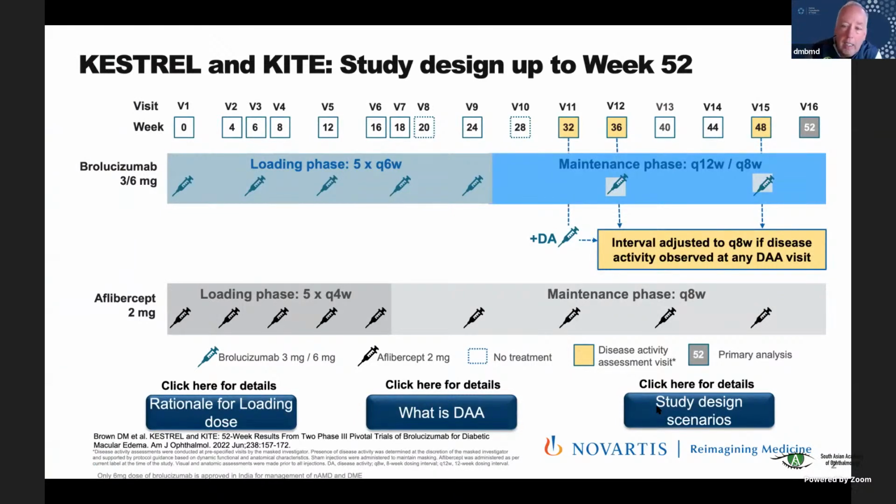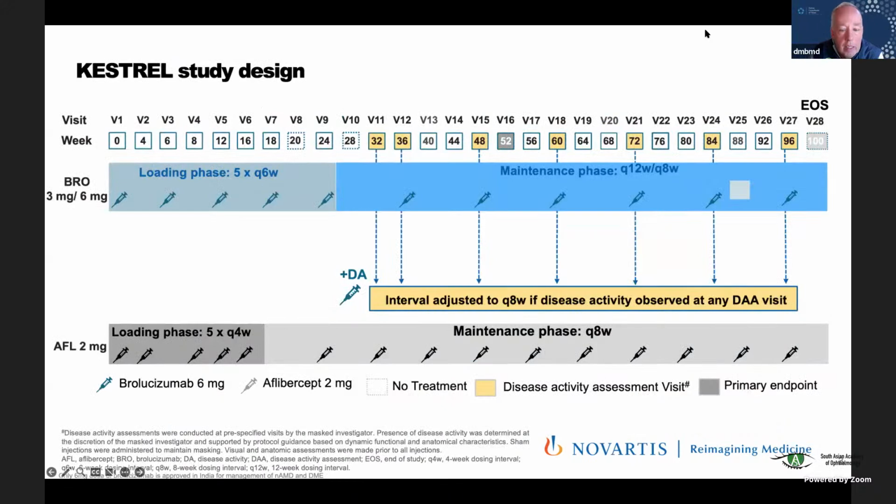The Kestrel and Kite brolucizumab arms were given every 12 weeks, and then were adjusted to 8 weeks if disease activity was seen. Disease activity was defined as an increase in fluid or decreased visual acuity. Kestrel differed from Kite basically because of the difference in US and European Union regulatory requirements. In Kestrel, the United States in particular requires a dose response curve. So we tested both 3 milligram brolucizumab and 6 milligram brolucizumab with a 96-week endpoint compared to aflibercept, like I said, Q4 followed by Q8.